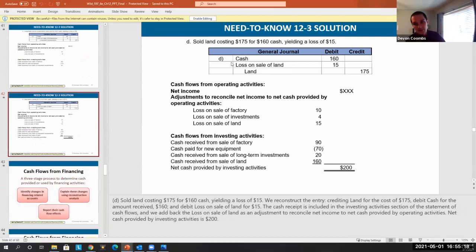And if we sold land costing $175 for $160 cash, and we have a loss of $15, the $15 loss is added back to operating, and then our cash received is added to investing. So our cash flows from investing are 90 minus the 70, that's 20, plus the 20 here, plus the 160, which is 200. And then these will change our operating activities.